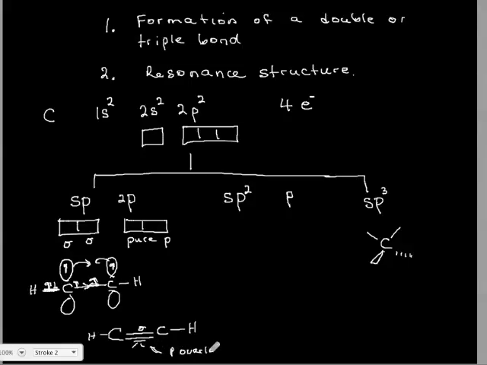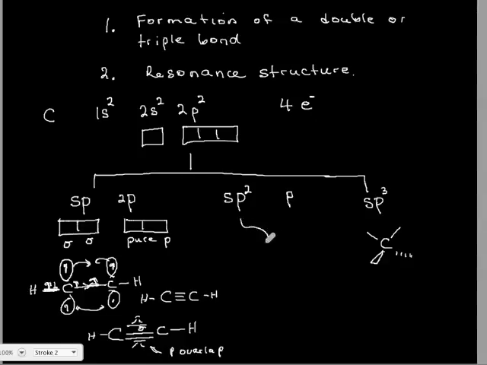The p orbital that did not hybridize. And same thing with the second p orbital here, they will overlap as well and form another pi bond here. So what we have is a triple bond. And we'll just show these hydrogens here.